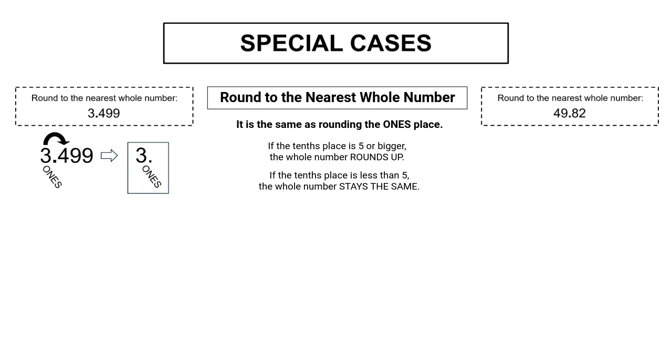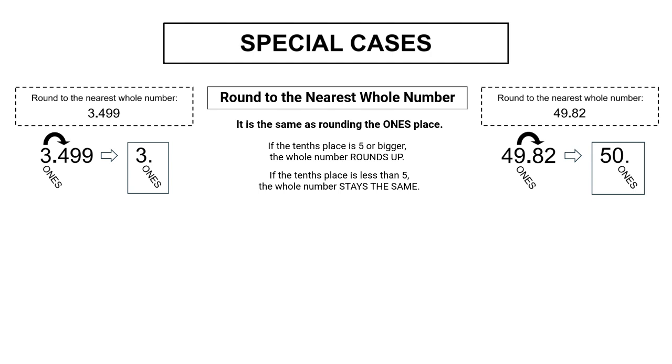Looking at the example on the right, once again, we're rounding to the ones place. That means you're going to have to look at the tenths. The 8 is 5 or greater, so your ones place is going to go up by 1. You're rounding up on a 9, so it becomes a 0. You're going to carry the 1. It's going to round to 50.